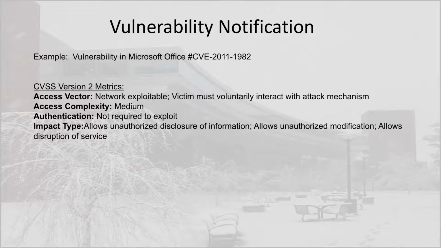A little more information is provided, for example, the access vector, where it notes victim must voluntarily interact with the attack mechanism. In this case, it means opening a Word document. Access complexity is medium because it requires someone to open the Word document. Authentication is not required to exploit, and the impact allows unauthorized disclosure of information, unauthorized modification, i.e. running arbitrary code, and disruption of service.